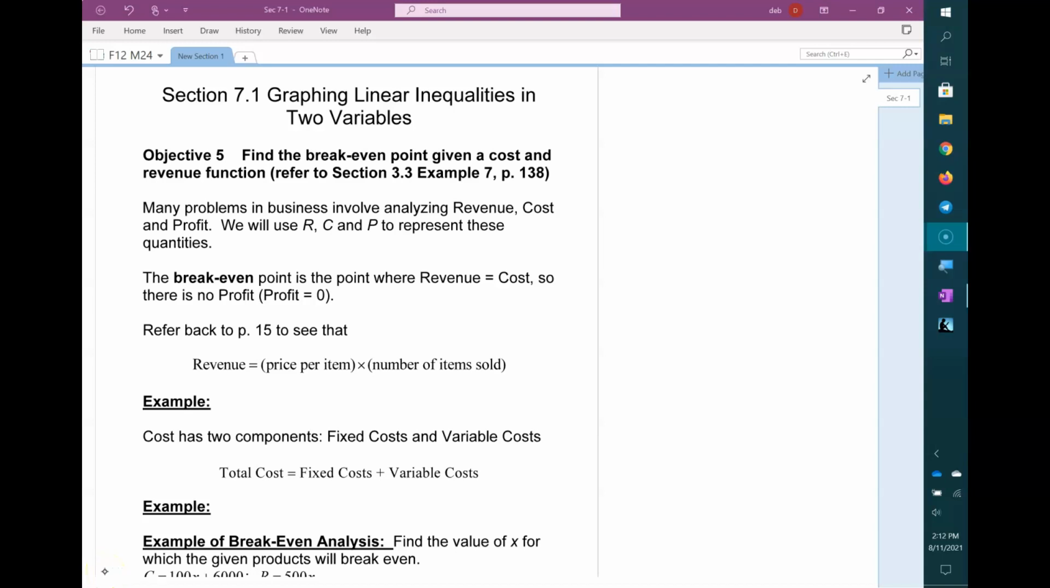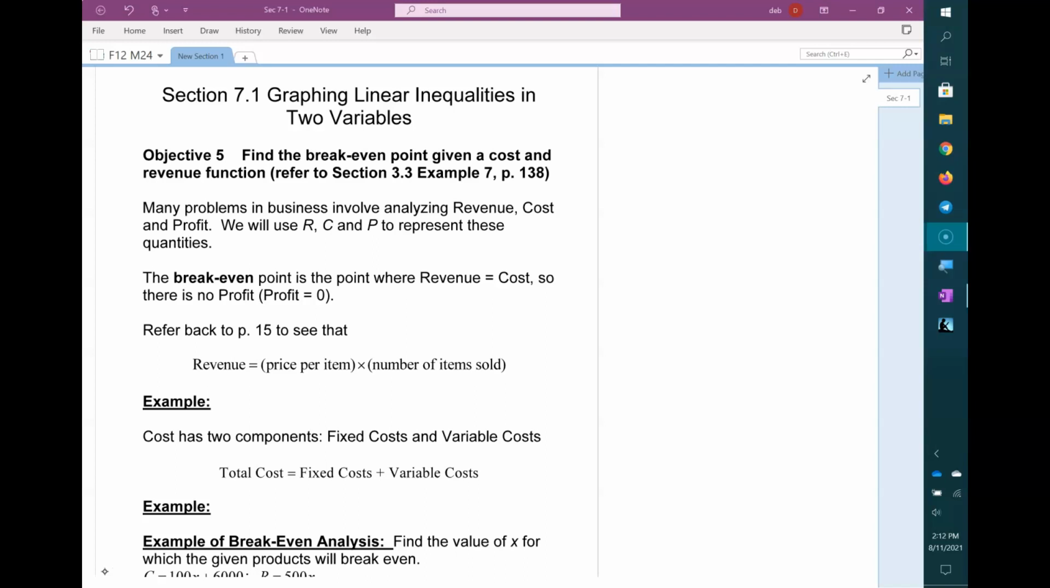So objective 5 is to find the break-even point given a cost and revenue function. We're going to look back at section 3.3, and if you want to look at example 7 on page 138, that's where it talks about this. Many problems in business involve analyzing revenue, cost, and profit.